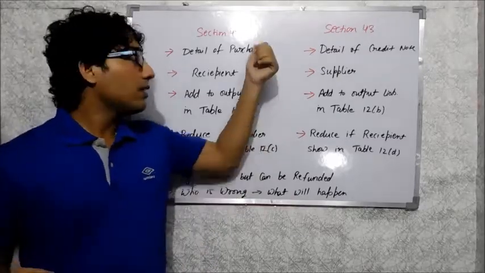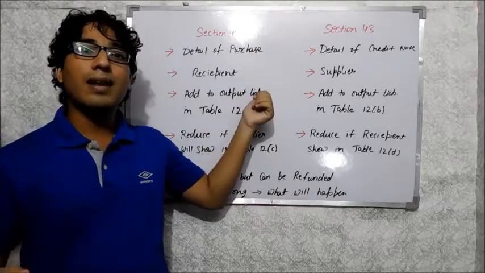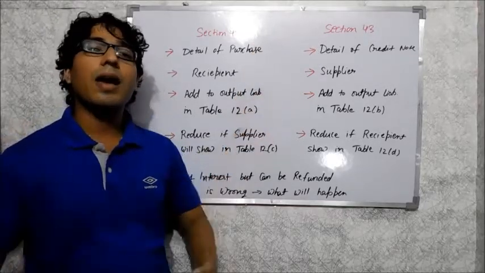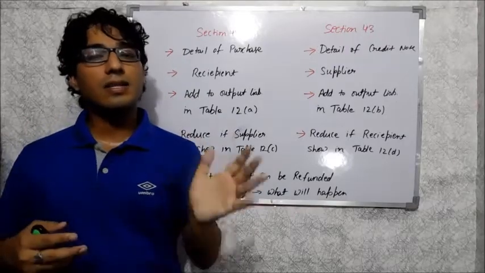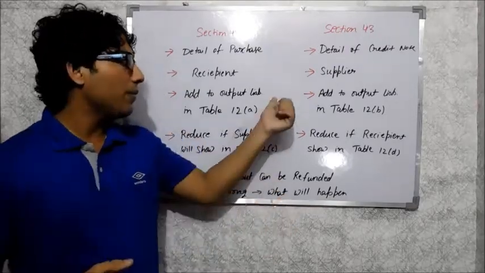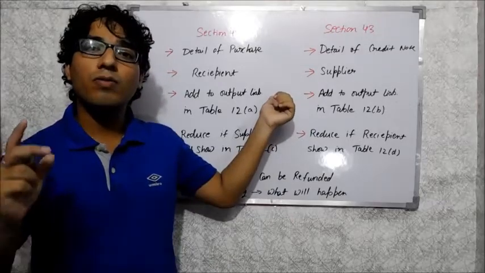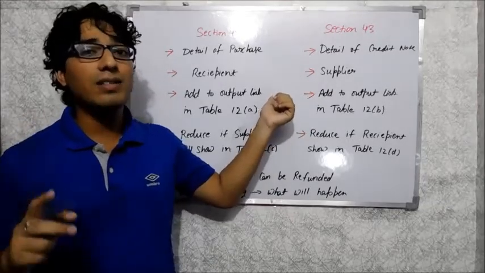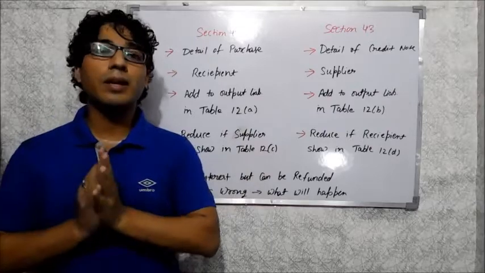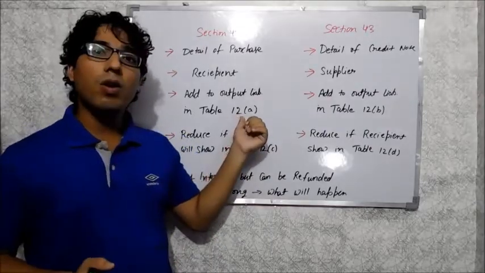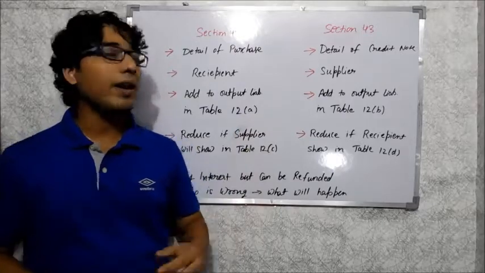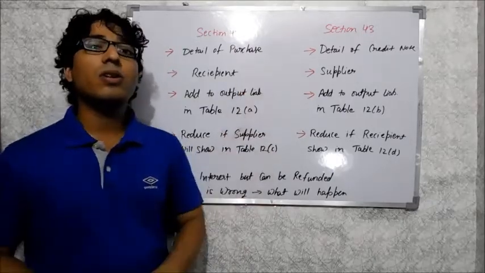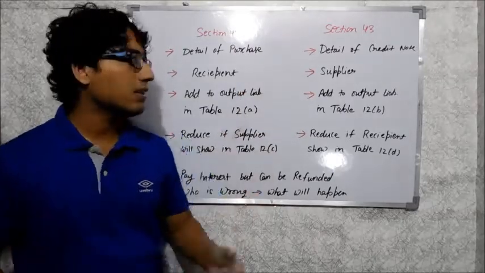And if in section number 42 the supplier does not reflect the same thing in his GSTR1, then it will be added to the output liability of the recipient, in table number 12A of the GSTR2, when the supplier hasn't shown the same sales figure in his GSTR1.